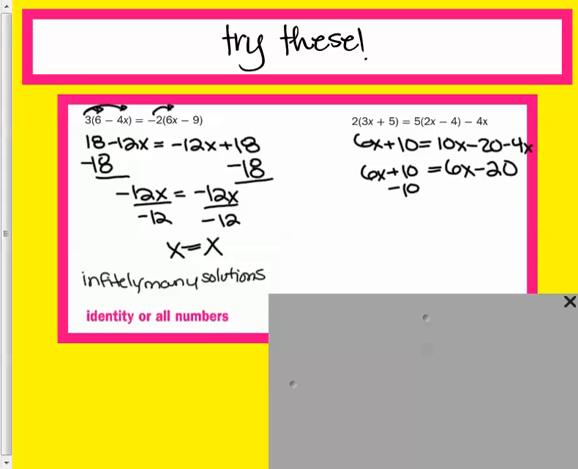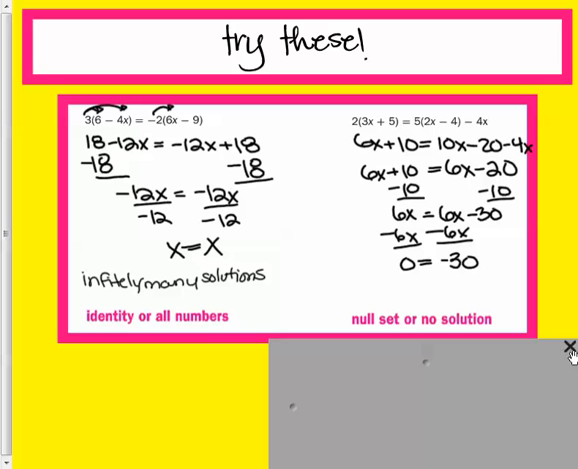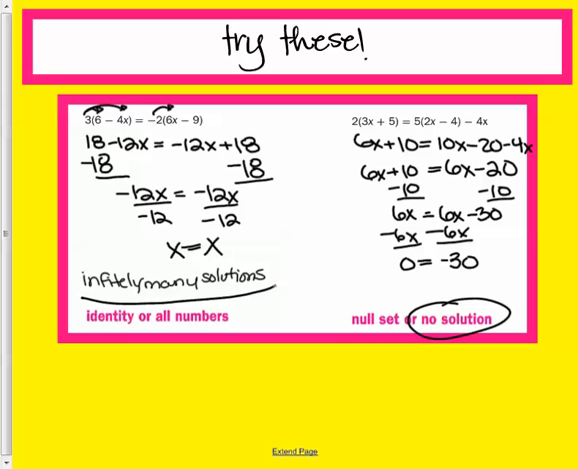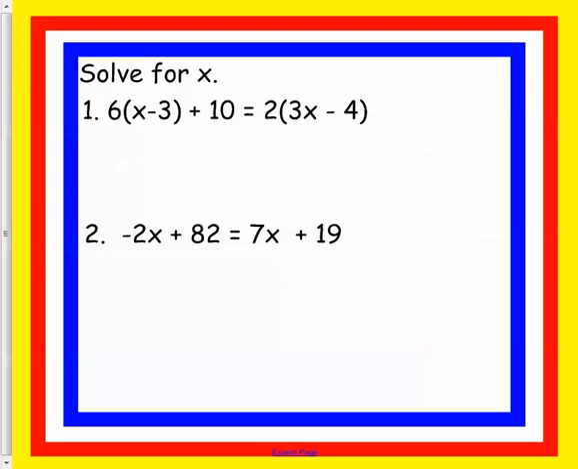Take the 10 away. We're left with 6x equaling 6x minus 30. Take 6x away from this side to get it isolated. And we're left with 0 equaling a negative 30. Okay, so this is a null set or no solution. These are the two phrases that you're going to see most often and what you need for the test. Okay, go ahead and try these, and I'll be back in just a second to show you what I did.